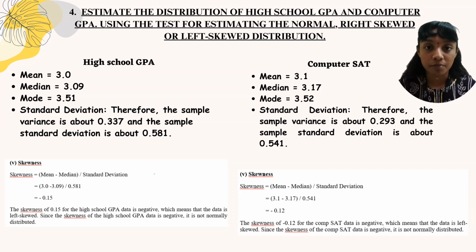For the computer SAT, the mean is 3.1. The median of computer SAT is 3.17. The mode for computer SAT is 3.52. Therefore, the sample variance is about 0.293 and the sample standard deviation is about 0.541. The skewness of negative 0.12 for the computer SAT data is negative, which means that the data is left skewed.